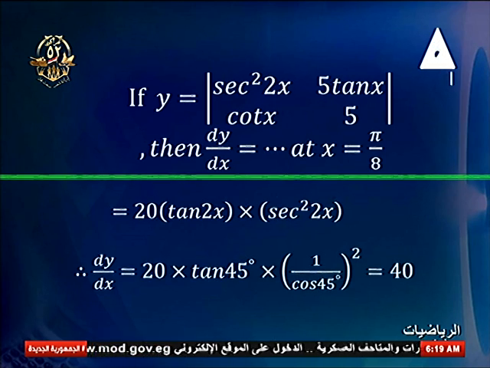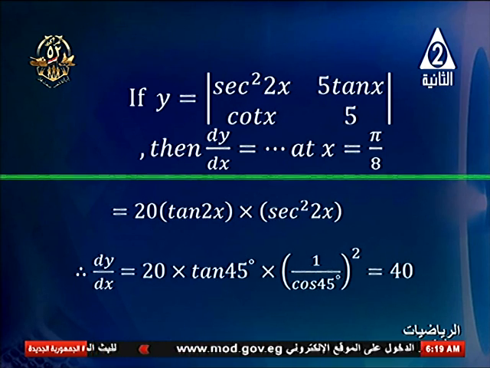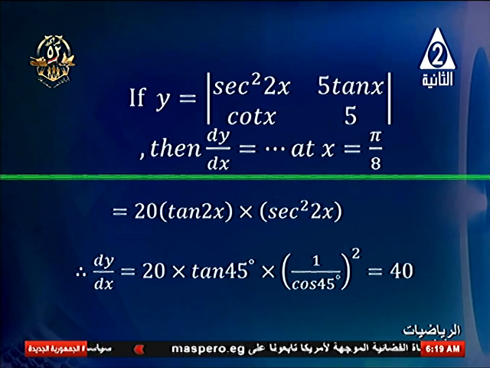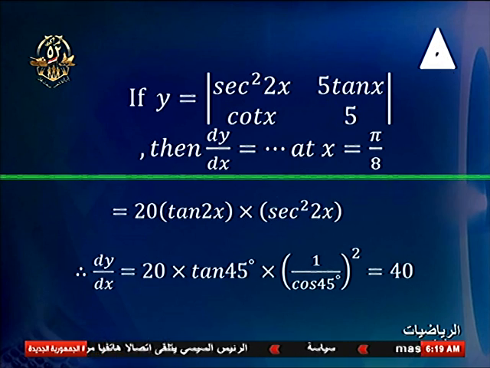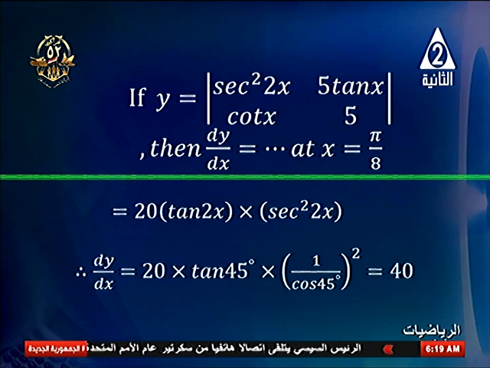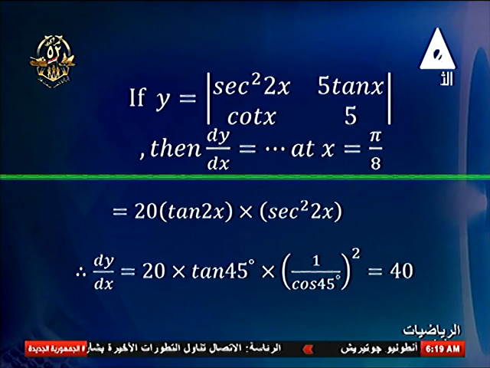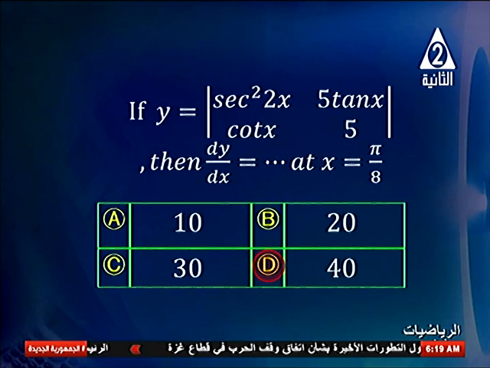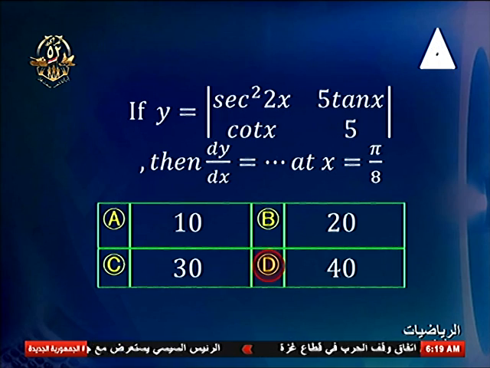After that, by substitution about x equals pi over 8, 20 tan 2x becomes 20 multiplied tan 45 equals 1. Sec square 45 is 1 over cosine 45 squared, we have cosine 45 root 2 over 2. 1 over root 2 over 2 equals 2 over root 2, all power 2. The correct answer equals 40. Then the correct answer is letter D.